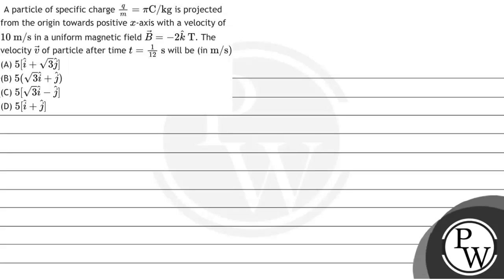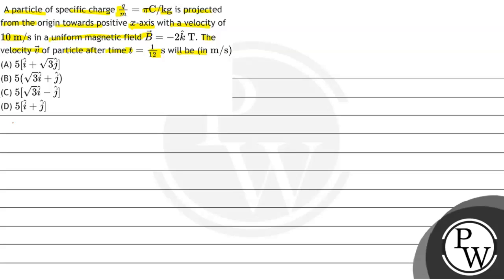लो बच्चों, लेट्स रीड द क्वेश्चन। तो क्वेश्चन में गिवन है कि a particle of specific charge q by m equals to pi coulomb per kg is projected from the origin towards positive x-axis with a velocity of 10 meter per second in a uniform magnetic field that is B equals to minus 2 tesla k cap. The velocity v of the particle after time t equals to 1 by 12 second will be what, right?